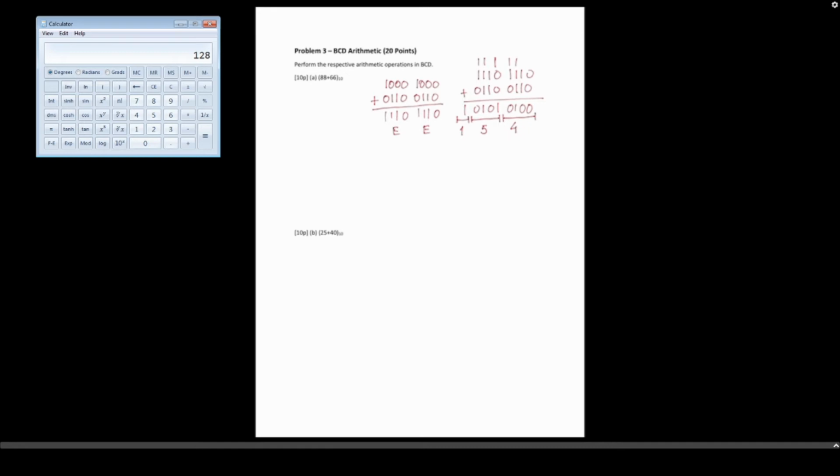All right, let's go down. So 25 is 0, 0, 1, 0, and 5 is 0, 1, 0, 1. 40 is 0, 1, 0, 0, and then 4 zeros. Let's add, and I get the following answer, which is 65. All right.